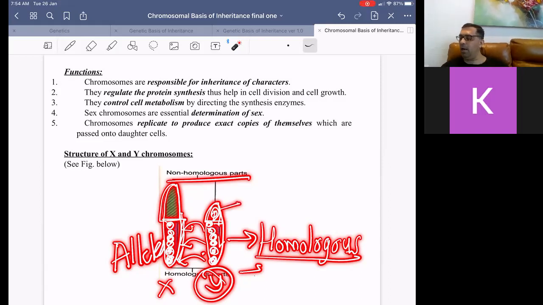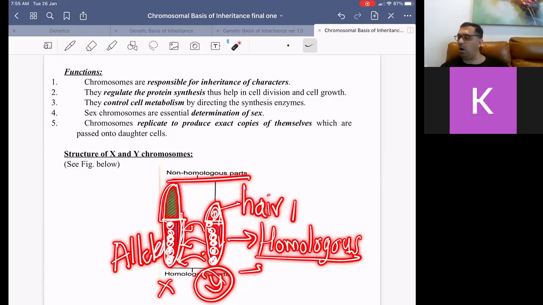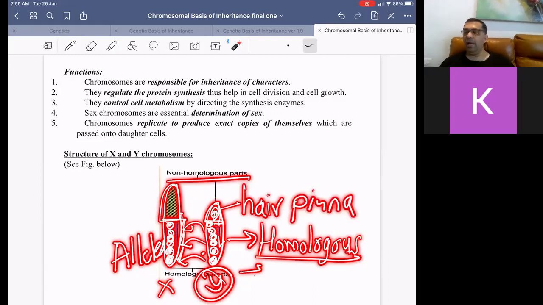For example, it has gene for hair growth on pinna of the ear. पिना ऑफ द ईयर के ऊपर हेयर ग्रोथ के जीन्स होते हैं.